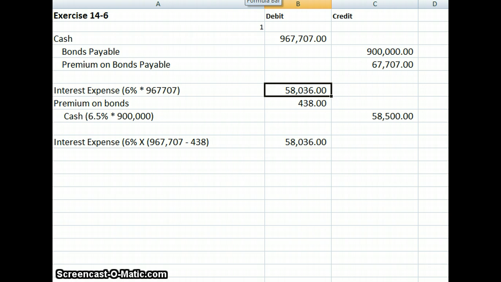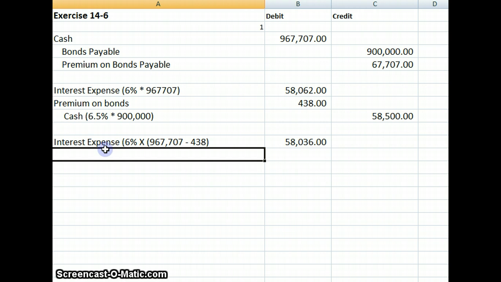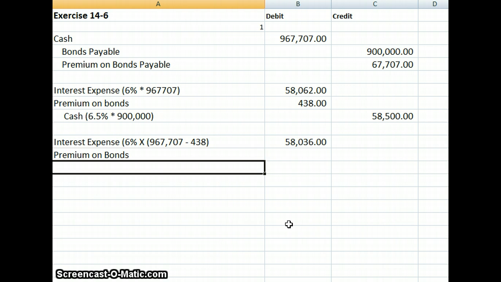Excuse me, on the top one I multiplied wrong. I did my calculation before. It's $58,062. There we go. That'll make it add up. You can drag it over there, and you can check your bottom there and it'll tell you it's 58.5.